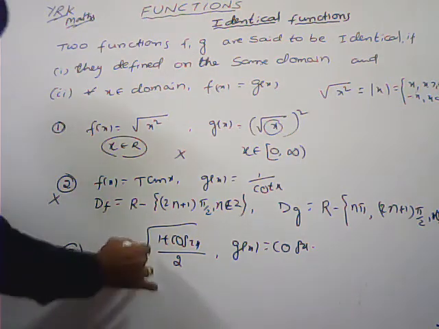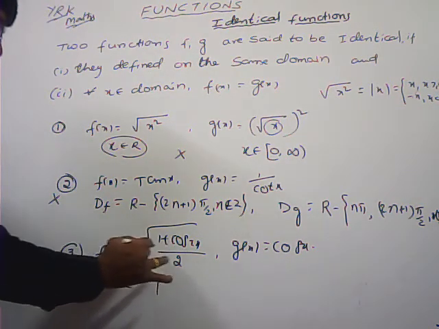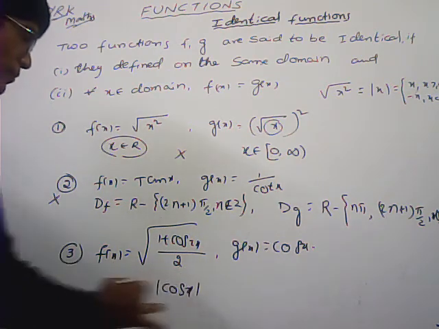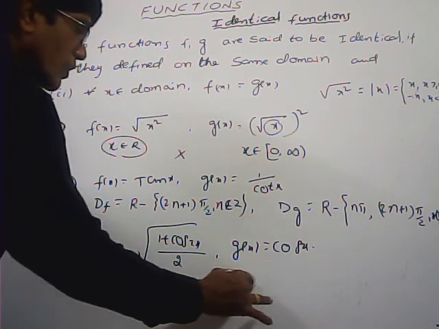Now for modulus of x, here we are getting cos square x. The square root of cos square x is modulus of cos x. This is f of x. And g of x equals cos x.